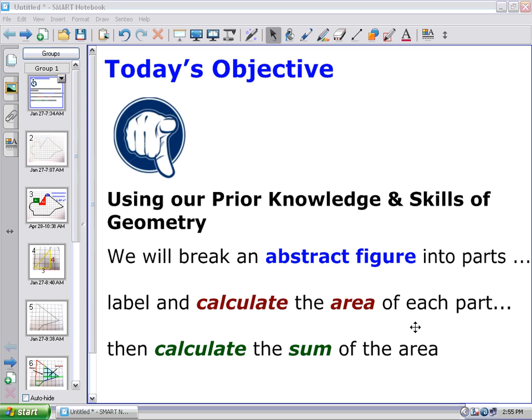Today's a special day because now we get to put all our knowledge that we've been working on from geometry on area, quadrilaterals, triangles, and circles, and put it to work. Today we're going to have an abstract figure. We don't know the shape of the figure, nor is there a certain formula to calculate its area. So we're going to break this into a bunch of parts, calculate the area of each of these parts, and when we're all said and done, find the sum, and that will be the area of my abstract shape.